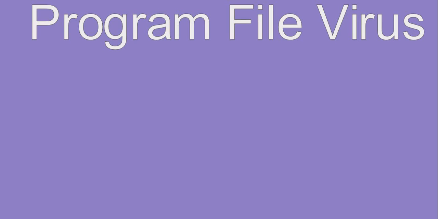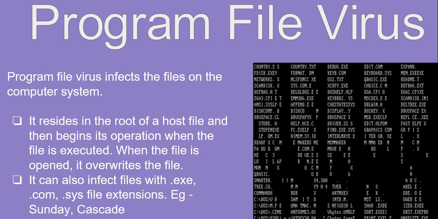Then, program file virus. This program file virus infects the files on the computer system. Look at the image. You can see that the file is getting corrupted badly. It resides in the root of a host file and then begins its operation when the file is executed. When the file is opened, it overwrites the file. It can also infect files with .exe, .com, .sys extension, and those are executable files. Examples of program file virus are Sunday and Cascade.